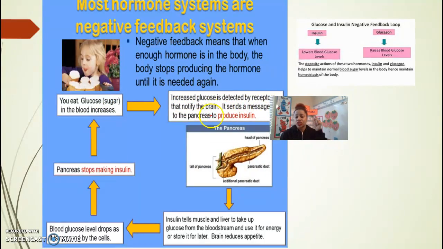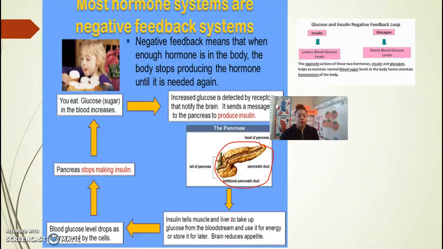And it sends a message to the pancreas. And the message is, hey, pancreas, you need to produce some insulin. Here's a picture of a pancreas, what it looks like. So once the insulin is secreted by the pancreas, then the insulin tells the muscle and liver to take up the glucose from the bloodstream. So it's taking up all this C6H12O6 because we need to reduce the blood sugar.